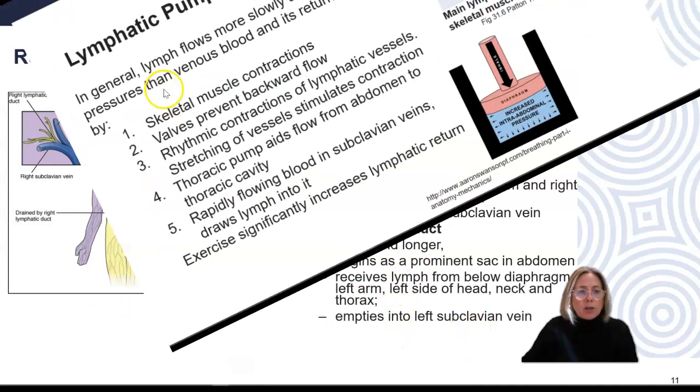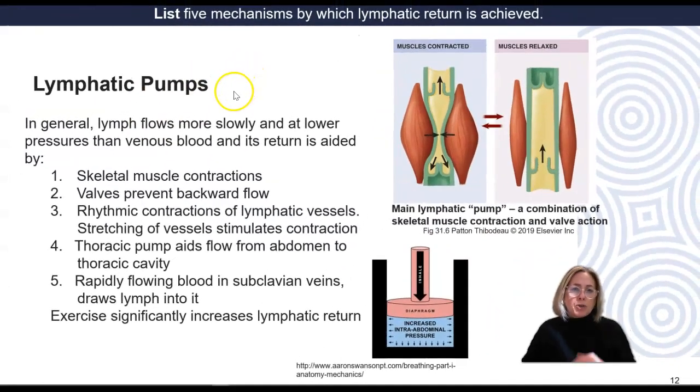Okay, we're going to briefly look at these lymphatic pumps that help to move lymph along in lymphatic vessels, and look generally at how lymphatic return is achieved. Because lymph does flow more slowly, and it flows at lower pressures than venous blood. So it kind of needs some help, right, to be moved through lymphatic vessels. This is done in a variety of ways. Firstly, we have skeletal muscle contractions. The skeletal muscle contracting will compress the lymphatic vessel, and that will help to move lymph along.